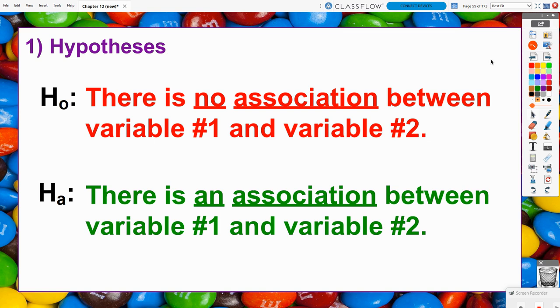All right, so what in general do the null and alternate hypotheses look like for a test of independence?